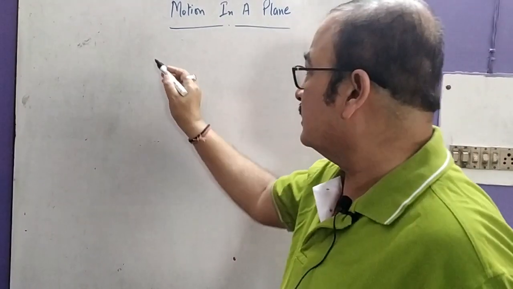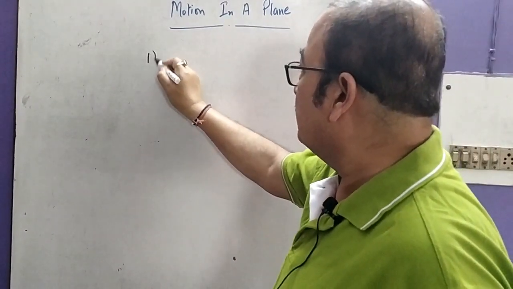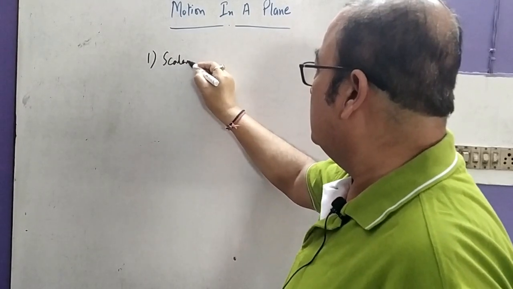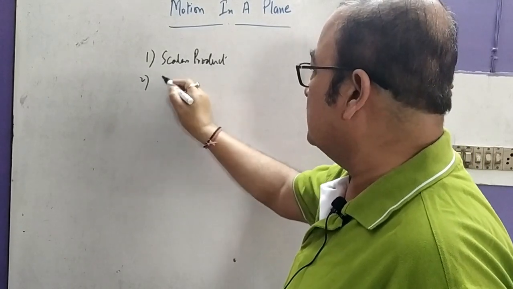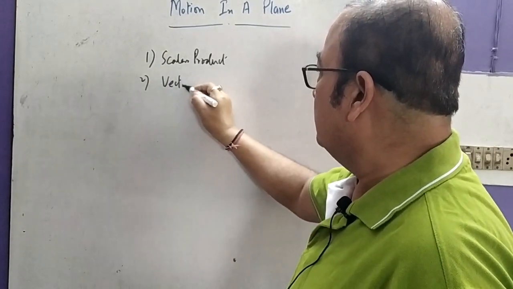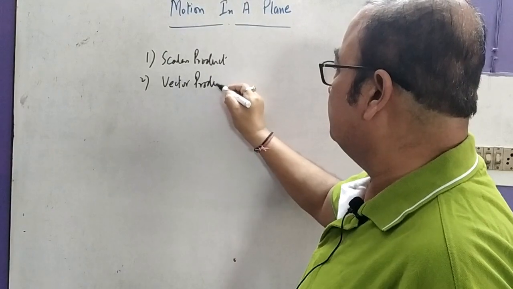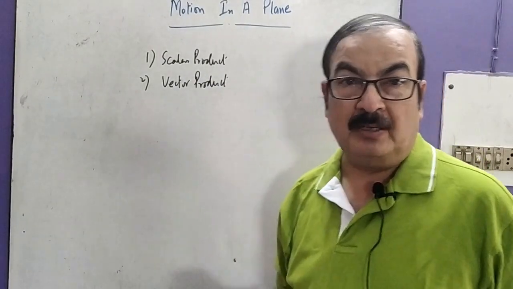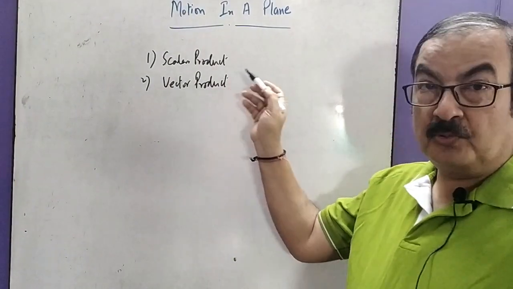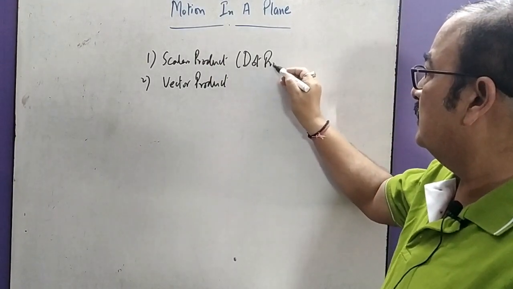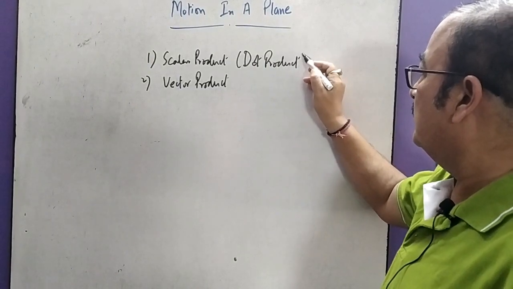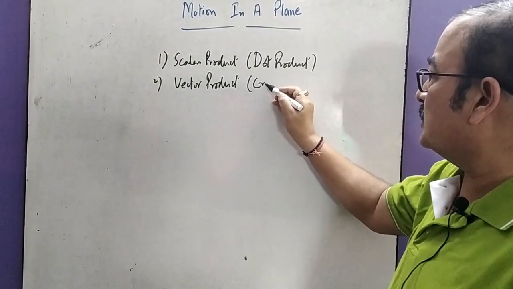In fact, there are two types of multiplication, two types of product we have. The first one is the scalar product, and the second one is the vector product. Always remember, the scalar product of two vectors we call the dot product, and here we call it the cross product.